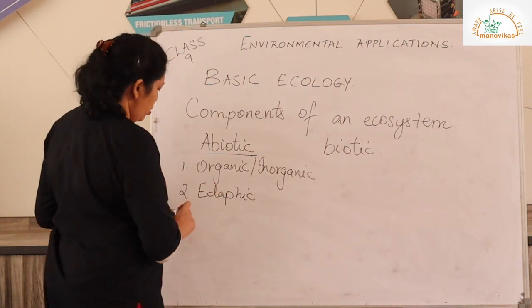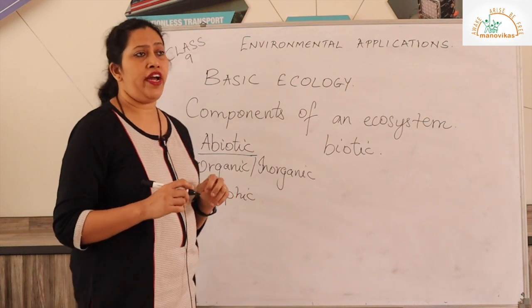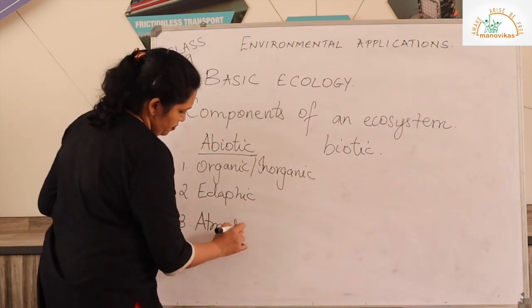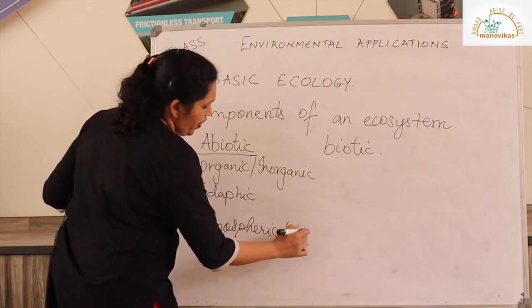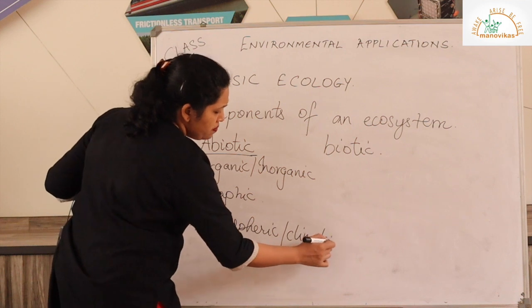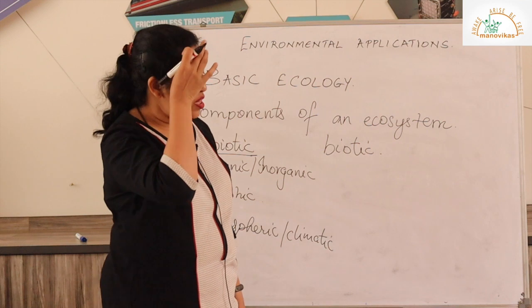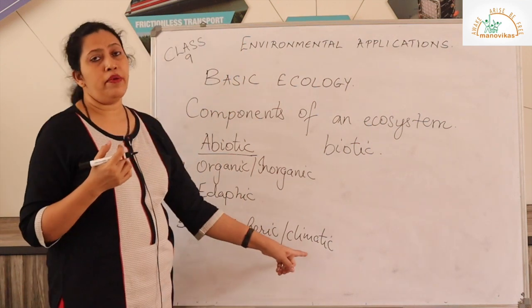Then we have the third one, that is the atmospheric or the climatic factors. Atmospheric or the climatic factors include the rain or the sunlight, the temperature of the place. All these will be the atmospheric or climatic factors.